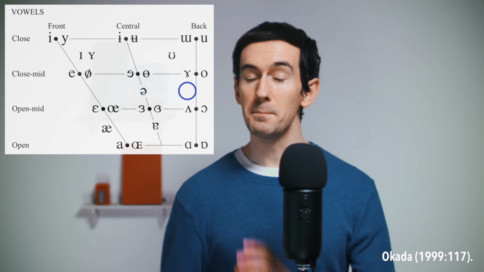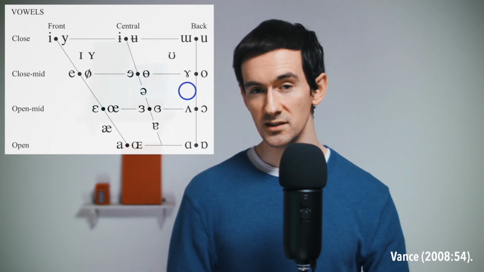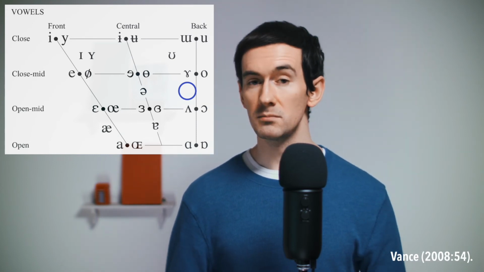Okay, now, O. お、お、お、お. Okada describes this as a mid-back vowel. Vance agrees with this, noting that it's a bit higher than the vowel in moss.